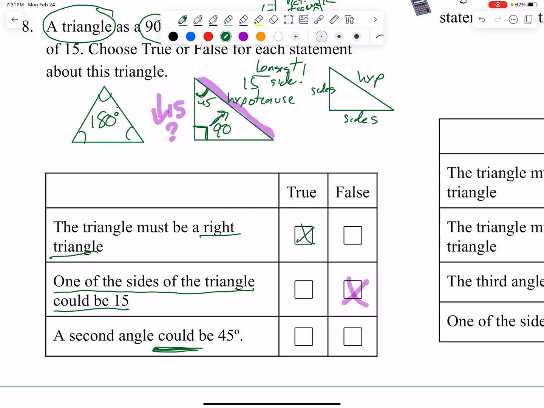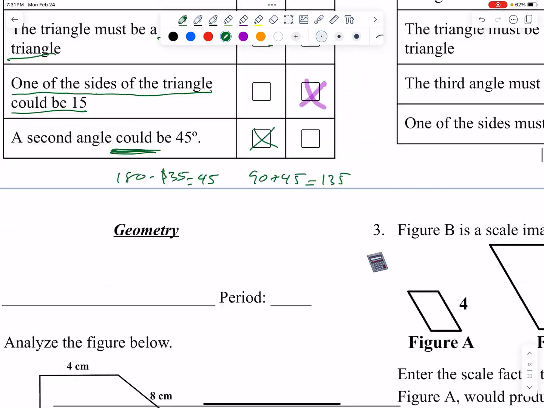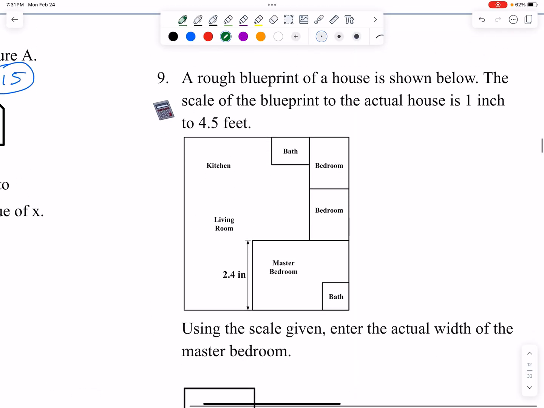Yeah, because as long as you don't go over 180, you should be okay. So it could be 45. And if I do 90 plus 45, that's 135. And if I do 180 minus 135, guess what? I equal 45. So that's a special triangle, which you will learn later. So in this case, yes, it could be 45, because then the other one will be 45, and that adds up to 180. So it's fine.